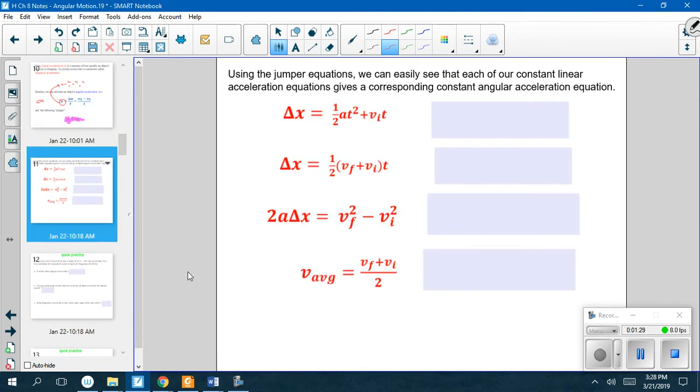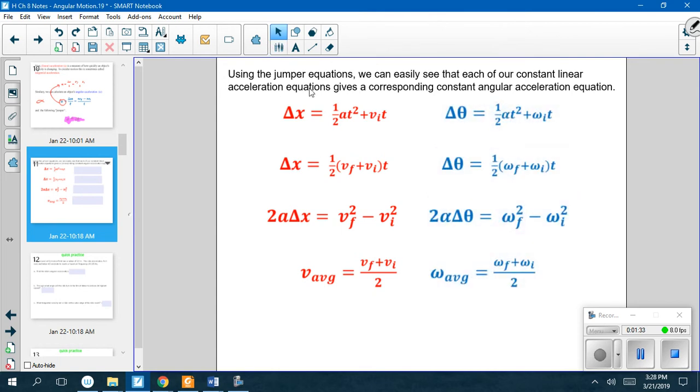Alright, I got a whole new set of equations that you need to memorize or you will fail everything. No, I'm just joking. You're not going to fail anything. And these equations actually aren't hard at all, and you don't need to memorize them.